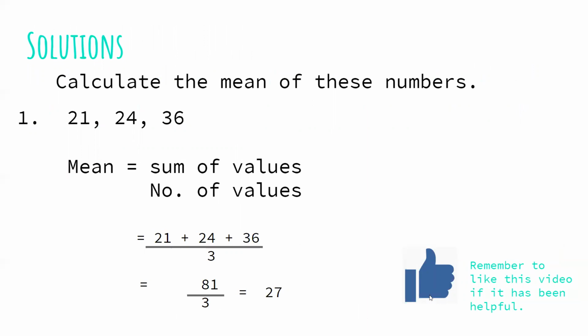And we're back. I'd like to go through the answers for numbers 1, 3, and 5. This was pretty straightforward. Always remember to write the formula. Mean is the sum of values divided by the number of values. The sum of the 3 numbers is 81. And we divide by 3 since there are 3 values in our problem. Our answer is 27.